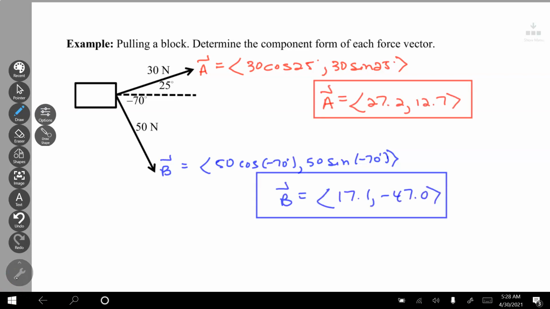And when I'm done, I should always check the quadrant. Vector A, these points are in quadrant 1, and that angle 25 degrees is in quadrant 1. And vector B is in quadrant 4, and this angle of -70 degrees is also in quadrant 4. They match. I'm in good shape. I think that's an easy, what I call 5-second check to make sure we're doing things correctly.